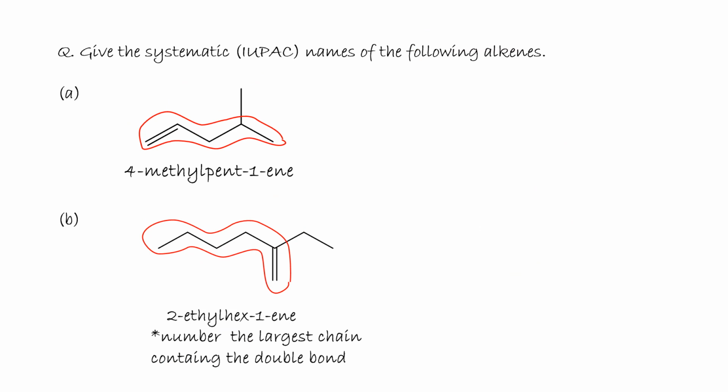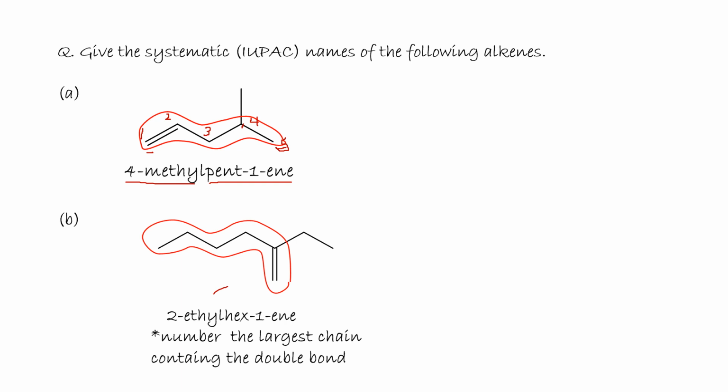Give the systematic IUPAC name for the following. Okay, select the long chain containing the double bond. Name the shortest chain with the double bond, numbering so the double bond gets the lowest number, not going by the substituent. It has 5 carbons, so it will be pent-1-ene. On carbon number 4 we have a methyl branch, so it's 4-methylpent-1-ene.